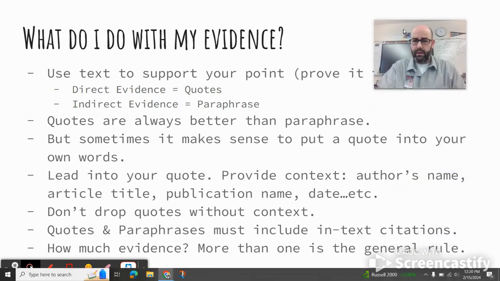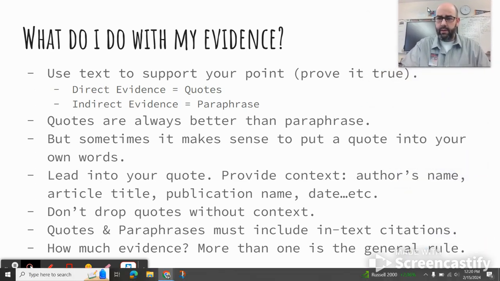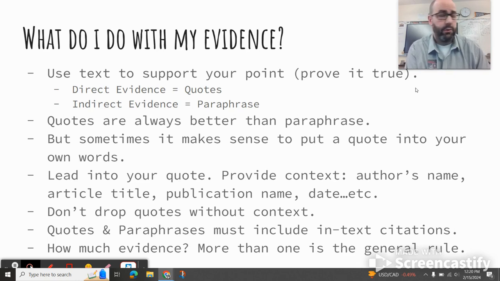I got a couple things on here. You're using evidence to prove your point, right? And so whatever your topic sentence is. So if I'm talking about the use of anaphora in Martin Luther King Jr.'s speech, then I need to provide examples of anaphora and show them how this proves whatever message I'm trying to espouse.